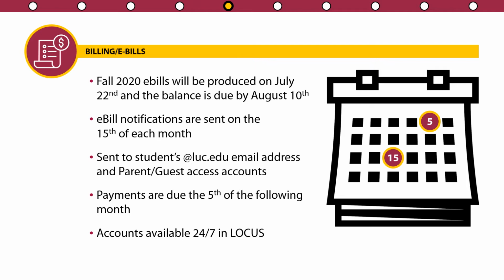and your e-bill will be laid out with all the charges, any payments that we've already received, along with the potential financial aid that should disperse out to your account. If any financial aid is missing, you will want to follow up with your financial aid checklist in Locus to make sure all documents have been received and processed.